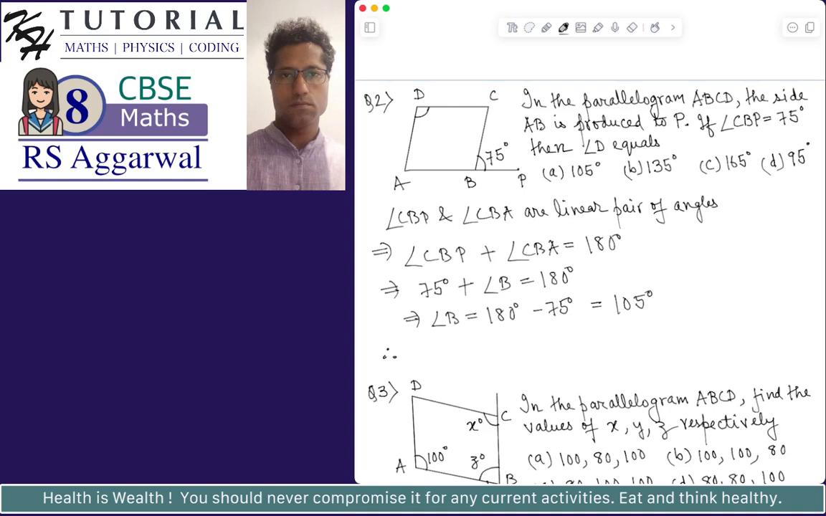And we also know that angle D and angle B are a pair of opposite angles and they must be equal. In a parallelogram, the pair of opposite angles are equal. So we can say angle D is equal to angle B, which is equal to 105 degrees. So the answer is B. Sorry, not B, A. A is the answer.